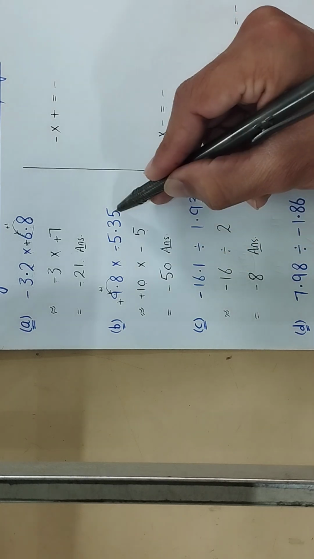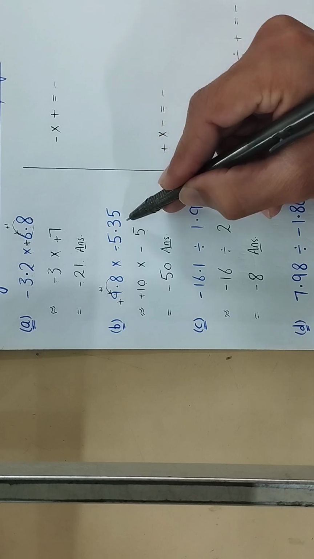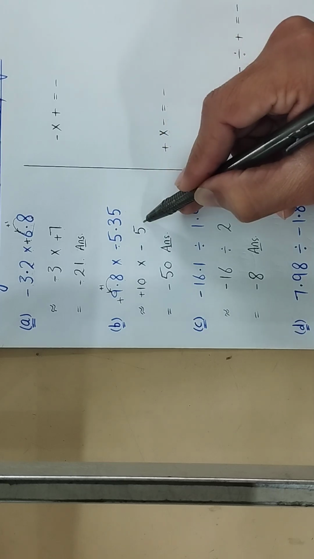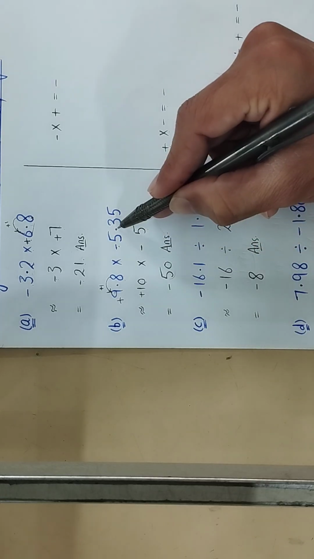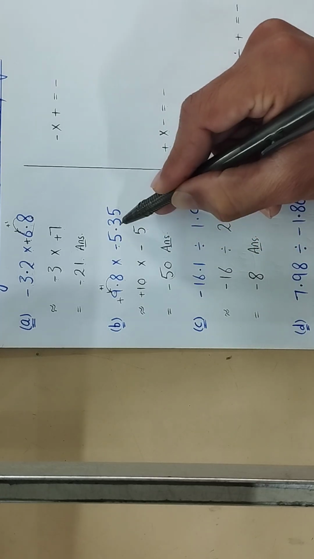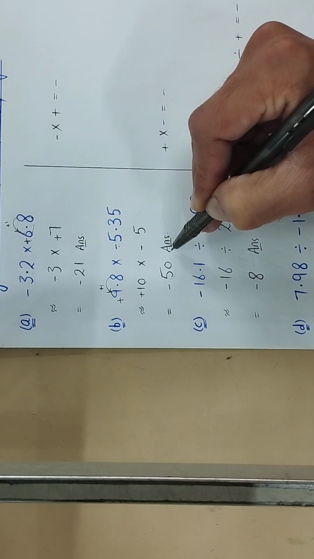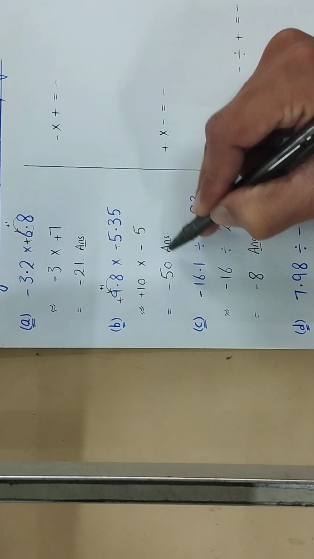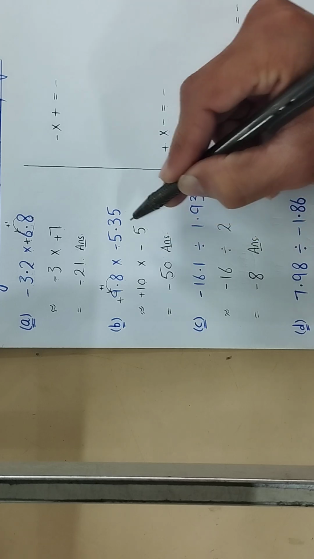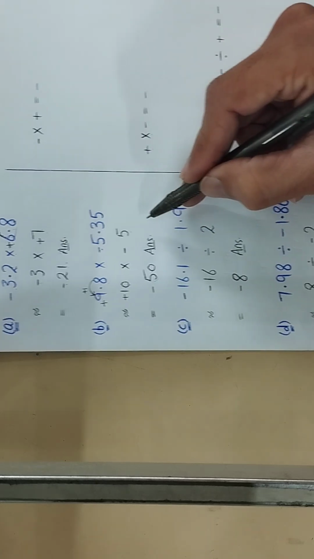This one is the estimated answer of this calculation because we have rounded off the numbers and then we have multiplied them. So this one is not an actual answer, it is the estimated answer of this calculation. जब हम round off करते हैं और फिर multiply करते हैं तो जो आंसर आता है वो एक्चुअल आंसर नहीं होता. That answer is called the estimated answer of that calculation.